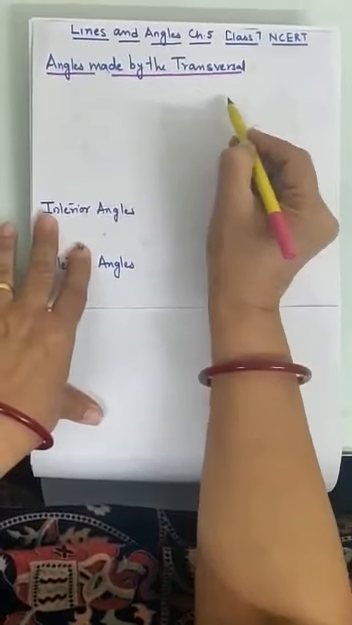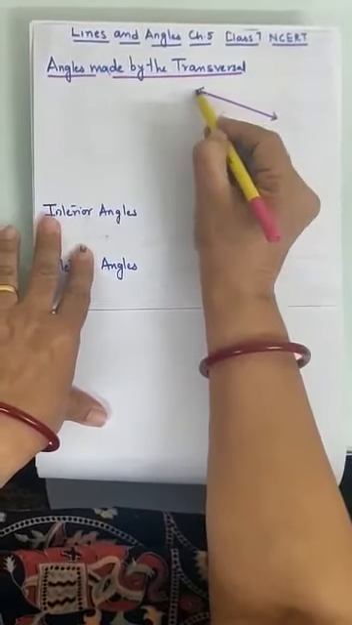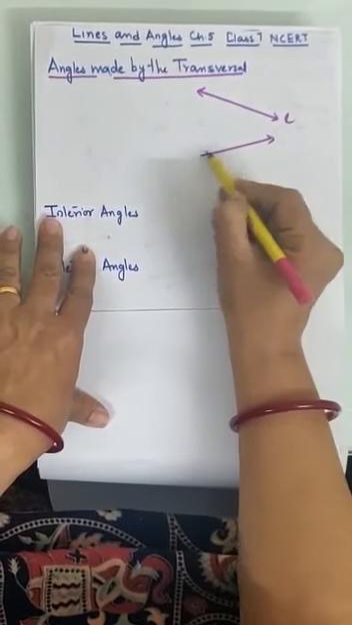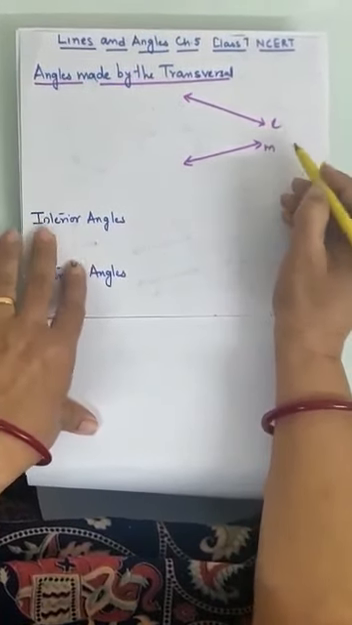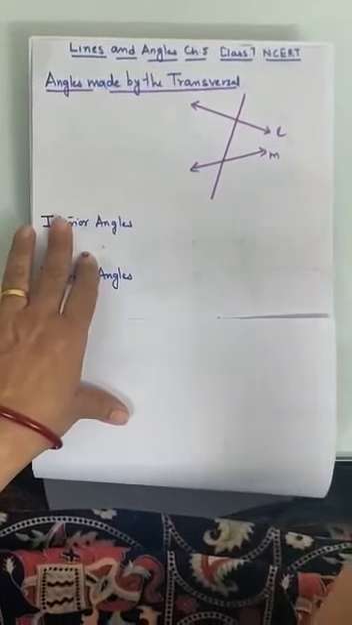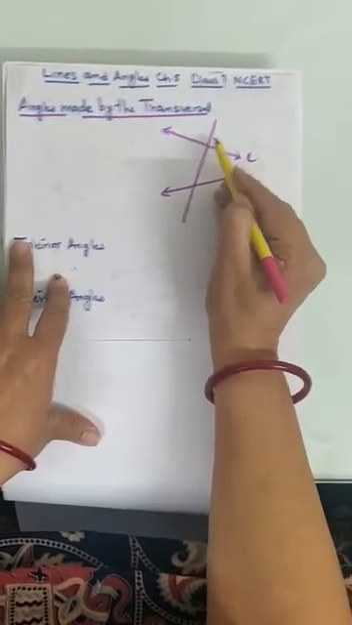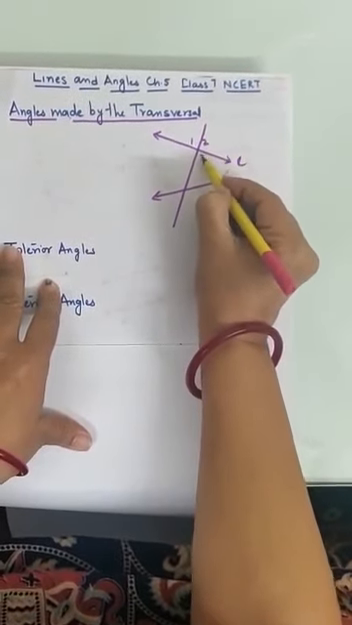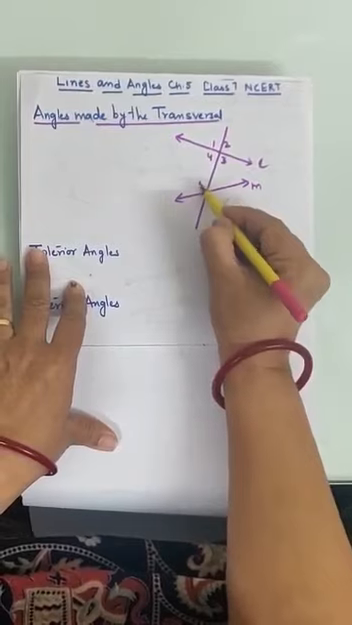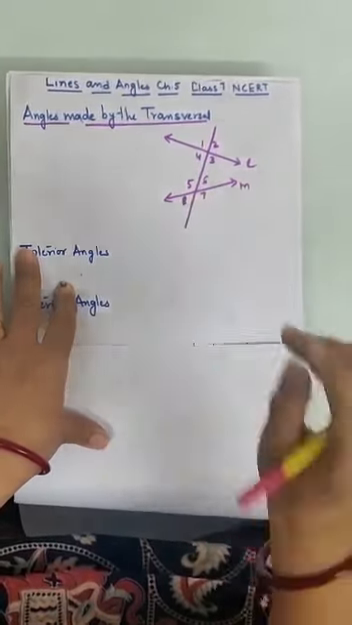Okay, let us take any two lines. Let these lines be L and M. Now these lines are cut by a transversal. Okay, so now you see how many angles are formed. 1, 2, 3, 4, 5, 6, 7 and 8 angles are formed.